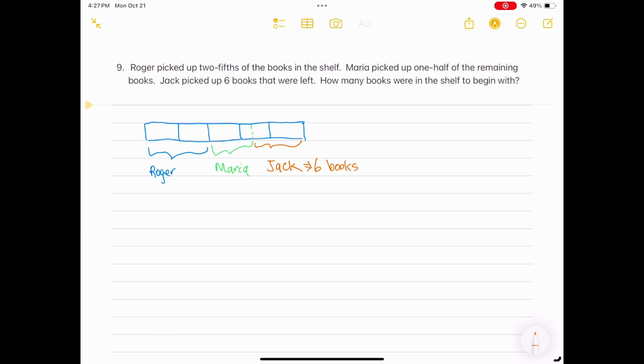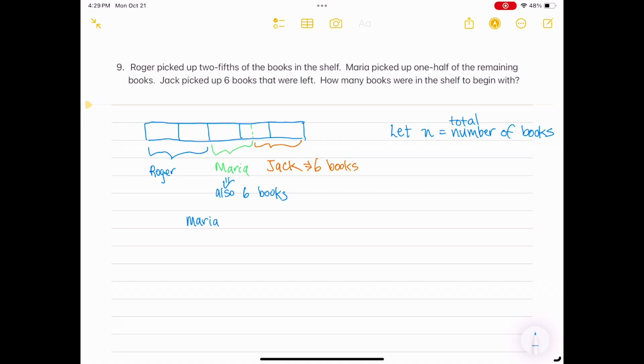From this picture, we can see that Maria's half also consisted of 6 books. So 3/5 of the total amount of books were the 12 books that Maria and Jack picked up. So now I assign a variable. Let n equal the number of books in the shelf to begin with, or the total number of books.